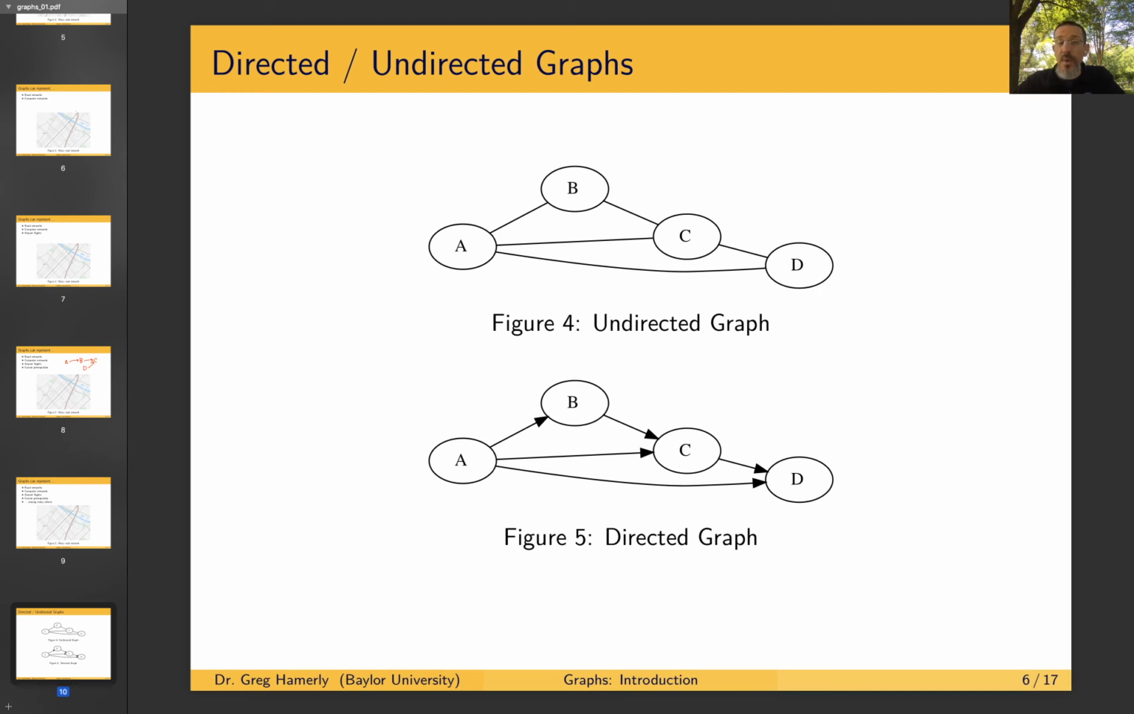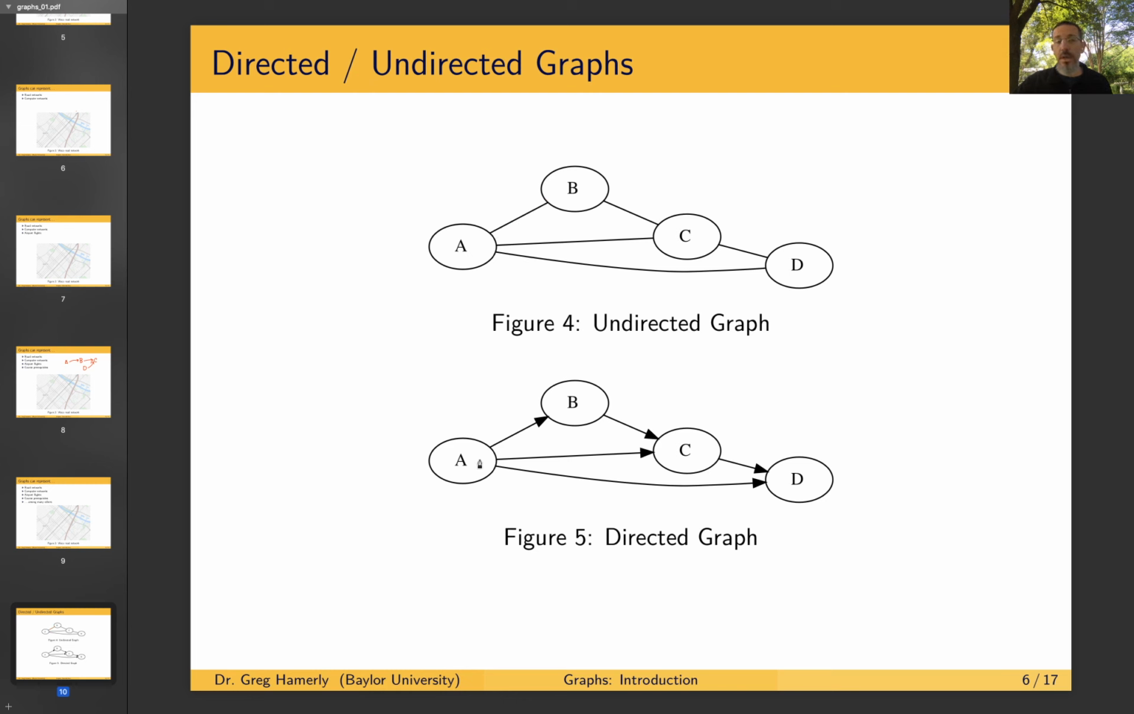Now, as I said, we can have directed or undirected graphs. Here's an example of an undirected graph like we've already seen. If I added directions to those edges, then it might look like this. In this particular case, if you look at this edge, it can only be traveled from A to B, and notice there's no way to get back from B to A. Whereas in this undirected graph, this edge is undirected, so it can be traveled either direction.